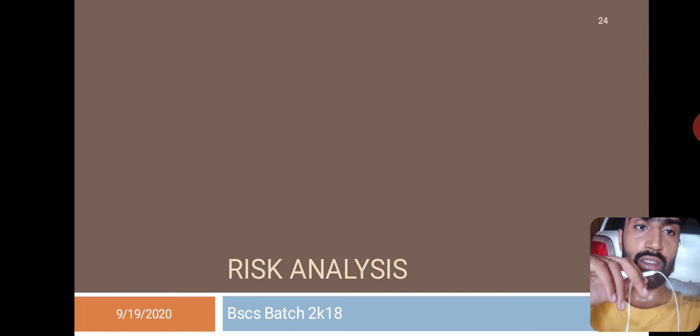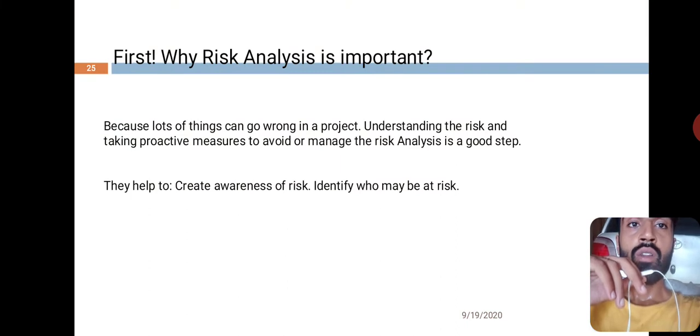Risk analysis. First, why is risk analysis important? Because lots of things can go wrong in a project. Understanding the risk and taking proactive measures to avoid or manage the risk is a good step. Risk analysis helps to create awareness of risk and identify who may be at risk.